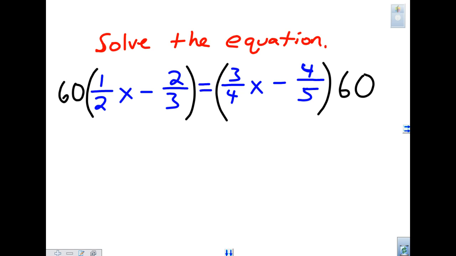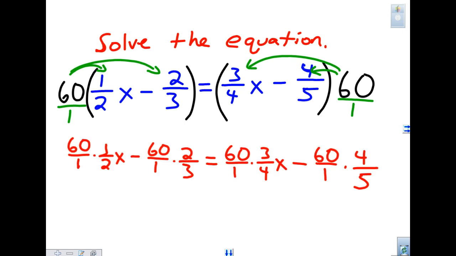So multiplying 60 to the left-hand side, we'll have to distribute. We'll have to do the same thing on the right-hand side. Because the 60 is having to go up against all these fractions, I find it helpful to think of the 60 as a fraction as well. You can think of it as a fraction by writing it as 60 over 1. So we'll multiply that to the left-hand side and to the right-hand side by distributing, and so the 60 over 1 gets multiplied to each term on the left-hand side and each term on the right-hand side.